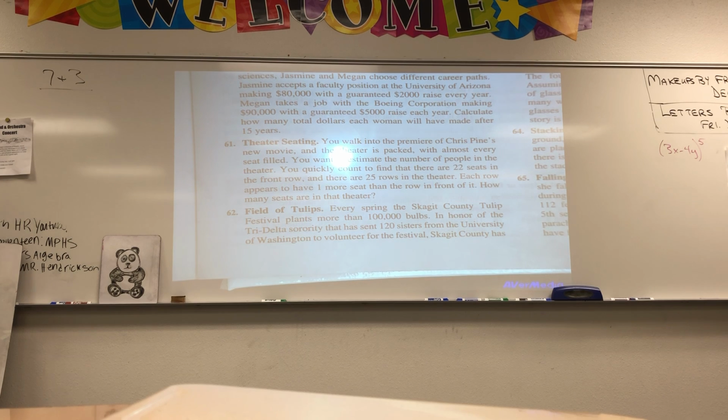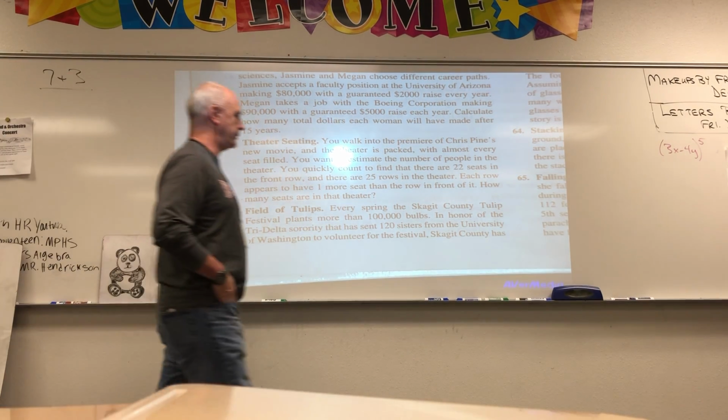What type of a sequence is this? Arithmetic. It's an arithmetic sequence. Why? Because you're adding one every time. So we're not multiplying, we're adding one every time. The first term of the sequence would be 22. The second one would be 23, and there would be a grand total of how many terms?